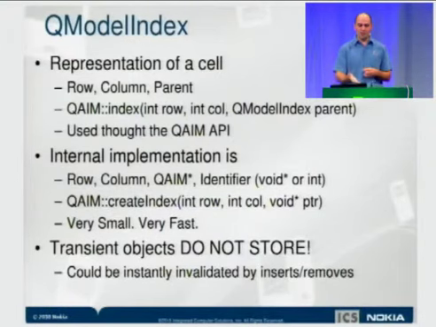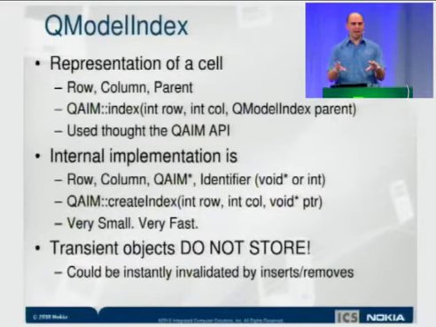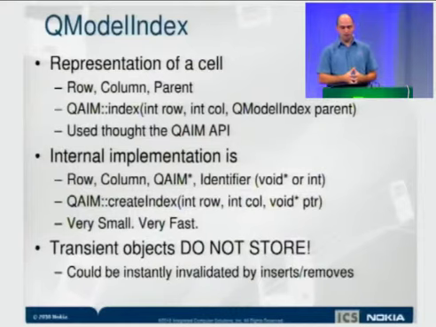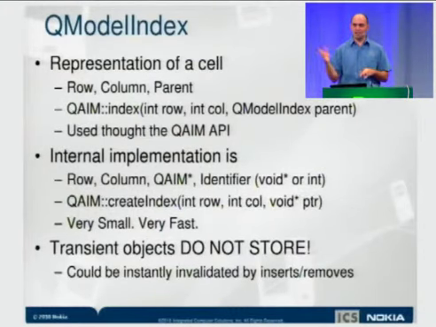So in QAbstractItemModel, there's an index function. It takes in a row, a column, and a parent index. Now, this is for views to call in your model to navigate. So if they want a particular cell, they're going to call index. And these indexes are passed all throughout the abstract model API. Now, the internal implementation is not an int or another model index. That would just get data bloat out of control if you had a large tree.